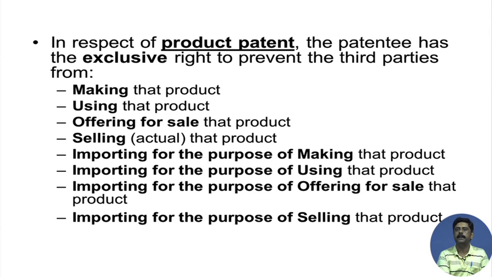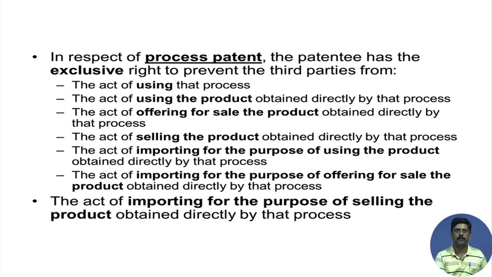Importing for making that product, importing for using that product, commercial use of the product, importing for the purpose of selling that product, all will be prevented without authorization of the patent owner. Similarly, in respect of a process, the patentee has the exclusive right to prevent a third party from the act of using that process, and from using the product obtained directly by that process.